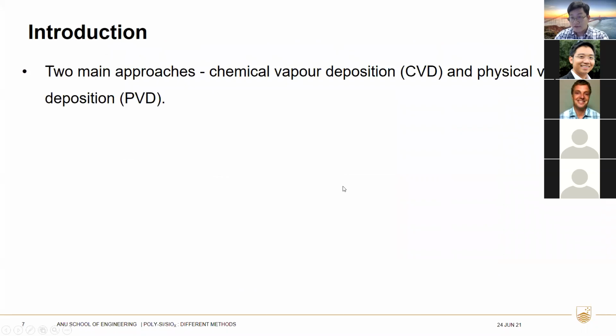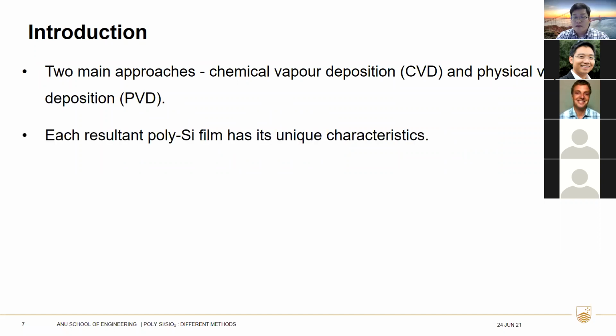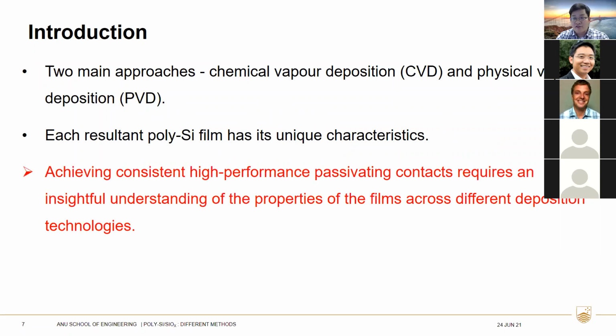As an introduction, you know that there are two main approaches for the deposition of silicon films: chemical vapor deposition (CVD) and physical vapor deposition (PVD). Each resultant polysilicon film has its unique characteristics. Therefore, achieving consistent high-performance passivating contacts requires an insightful understanding of the properties of the films across different deposition technologies.